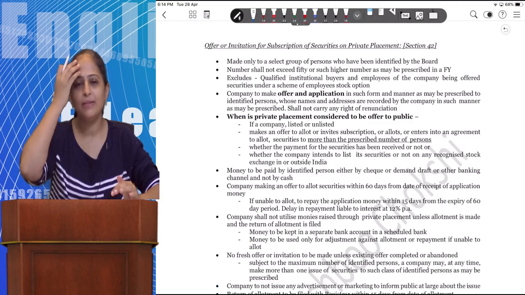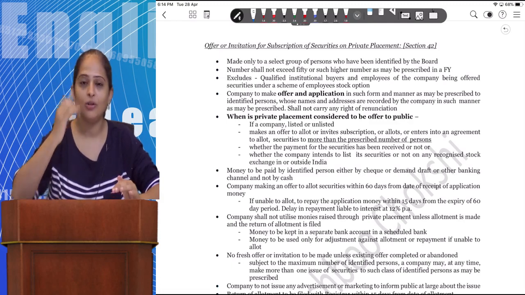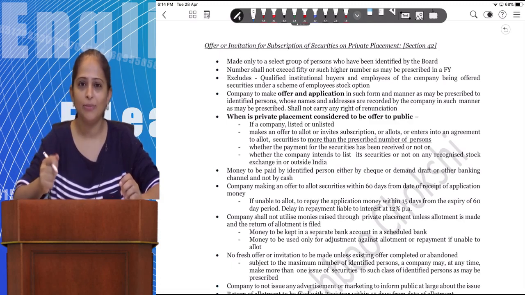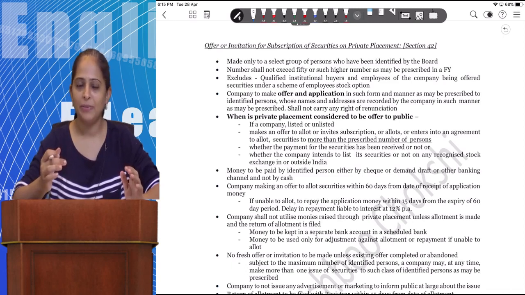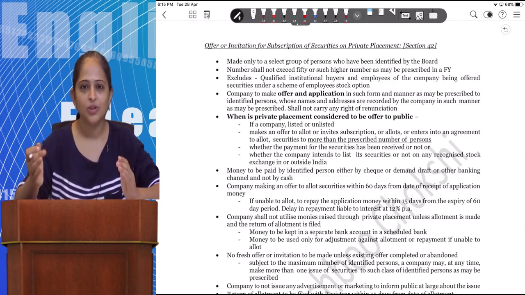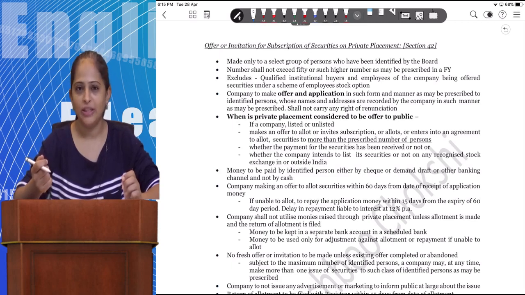So what exactly is a private placement? When I am making an offer for securities, not to the public at large, but to a specified set of individuals, then it will be called a private placement. In a private placement, I will select the individuals from whom I want to raise money, and then I'll send them an invitation to subscribe to the securities.